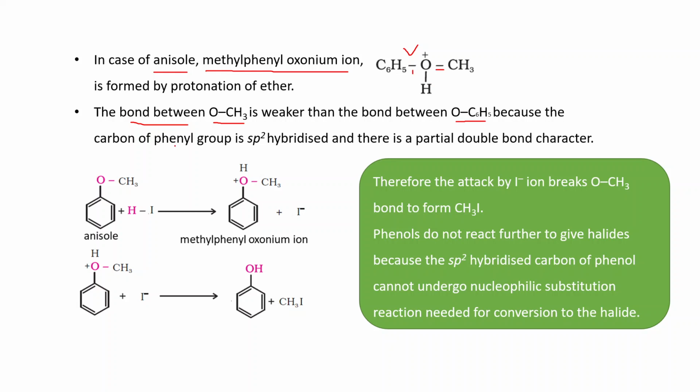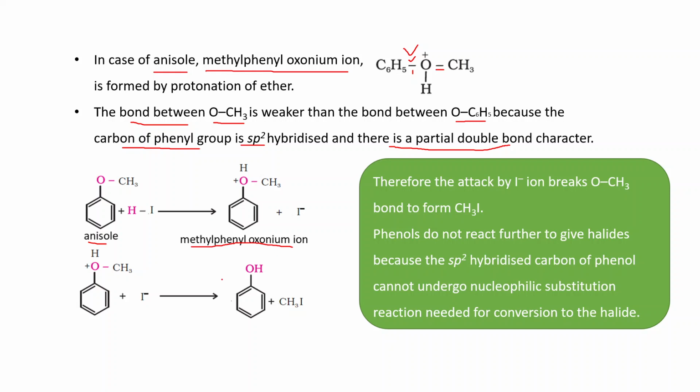Why? Because the carbon of the phenyl group is sp2 hybridized, and there is a partial double bond character. This bond having some partial double bond character, that's why it is not easy to break. You can say this is anisole. This will convert into methyl phenyl oxonium ion.